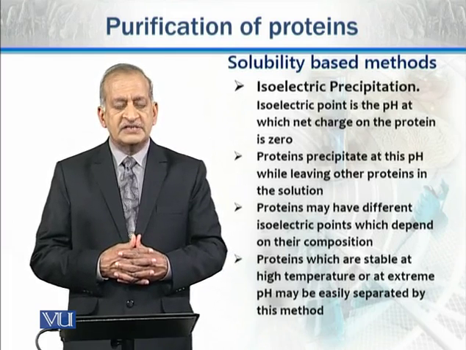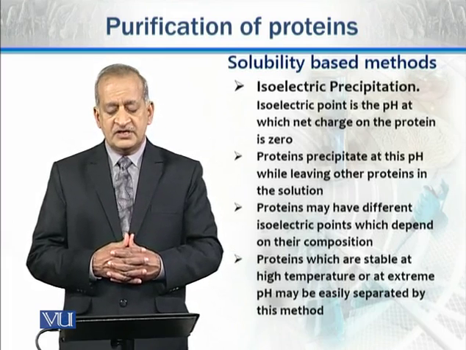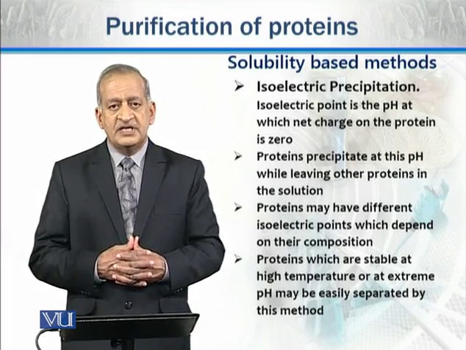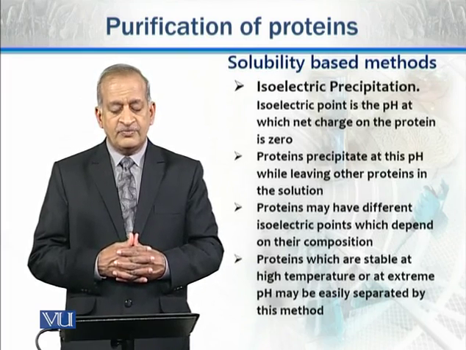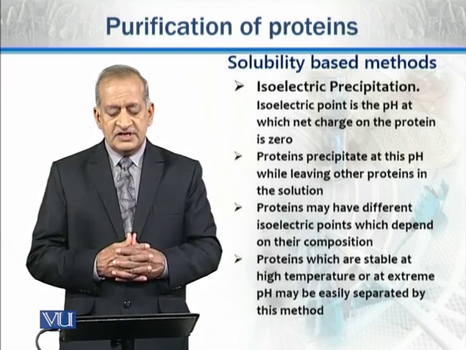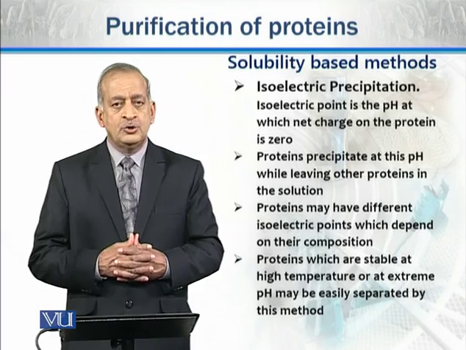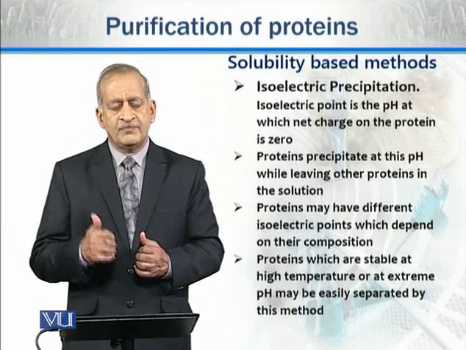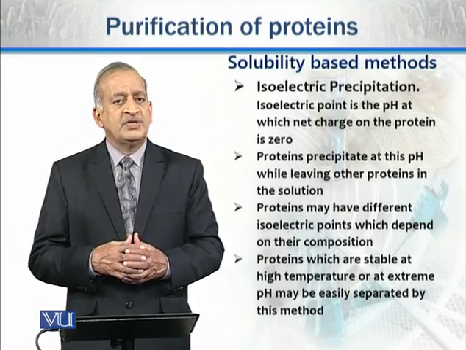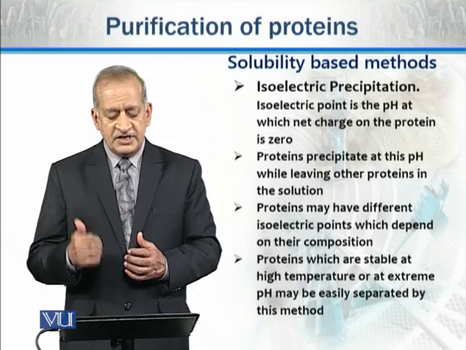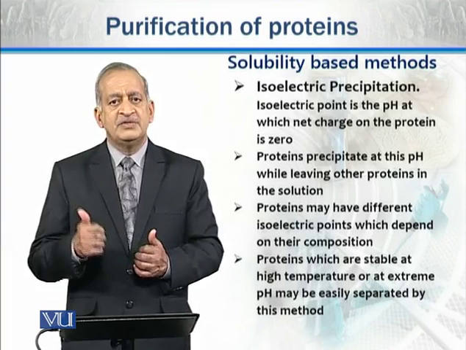Next, the solubility-based method is known as isoelectric precipitation. What is isoelectric? The isoelectric point is the pH at which the net charge on the protein is 0. And proteins precipitate at this pH while leaving other proteins in the solution. So, a particular pH के ऊपर, which depends on the type of protein, जो protein होती हैं, precipitate हो जाती हैं, बाकी protein precipitate नहीं होती हैं, and proteins which precipitate can of course be separated.